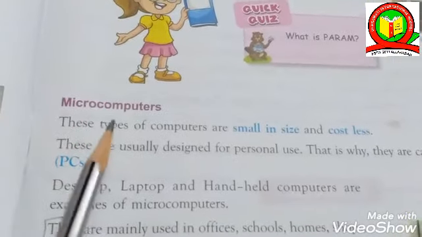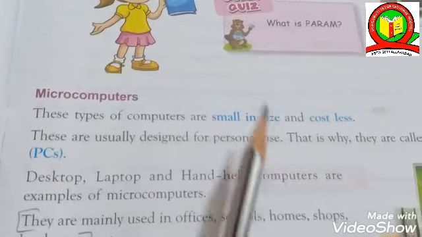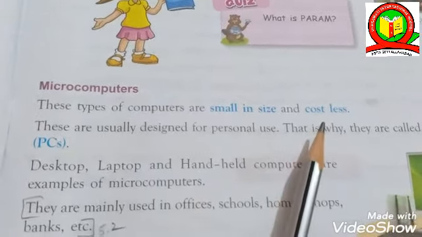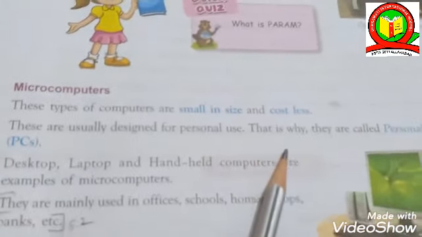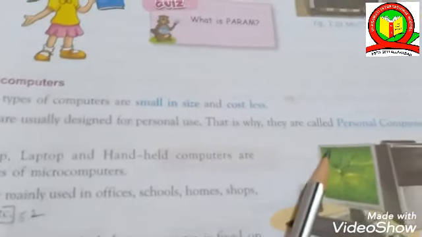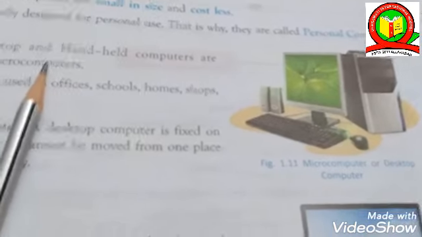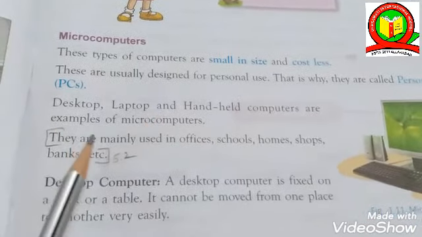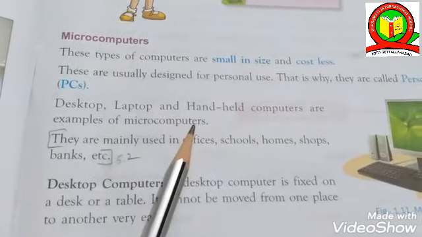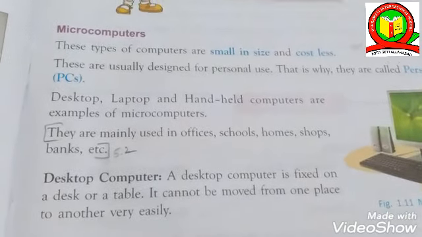The other type of computers is the microcomputer. These types of computers are small in size and cost less. They are usually designed for personal use, which is why they are called personal computers. Here you can see a microcomputer or a desktop computer. Desktops, laptops and handheld computers are examples of microcomputers. They are mainly used in offices, schools, homes, shops, banks, etc.